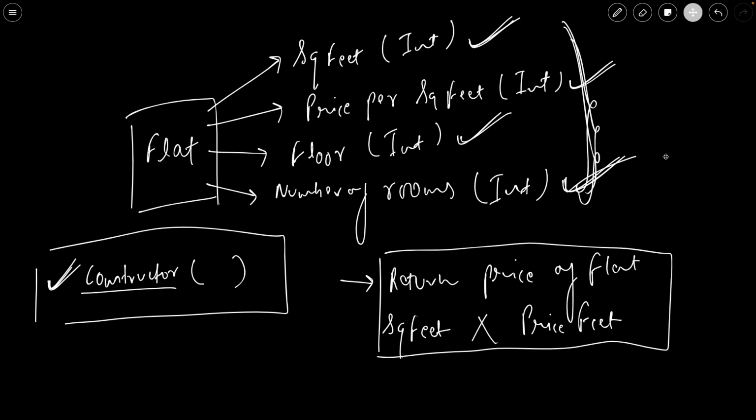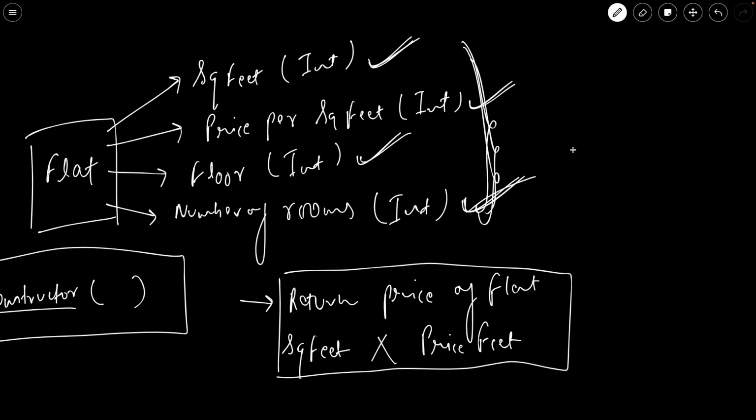And the next method is very simple. It will print all values of the fields. So another method, let's call it M2, will simply print the square feet of the flat, the price of the flat per square feet, the floor of the flat, and the number of rooms, these four fields with their values.